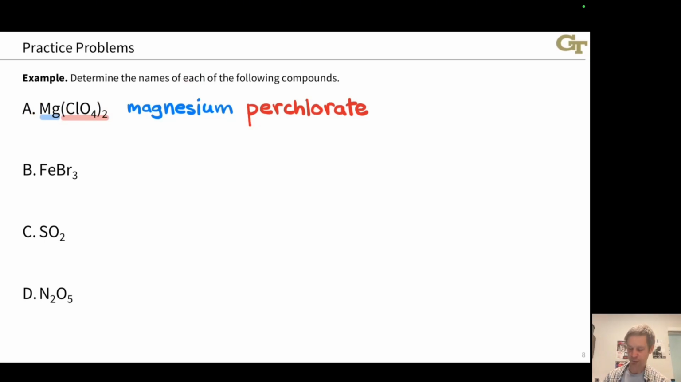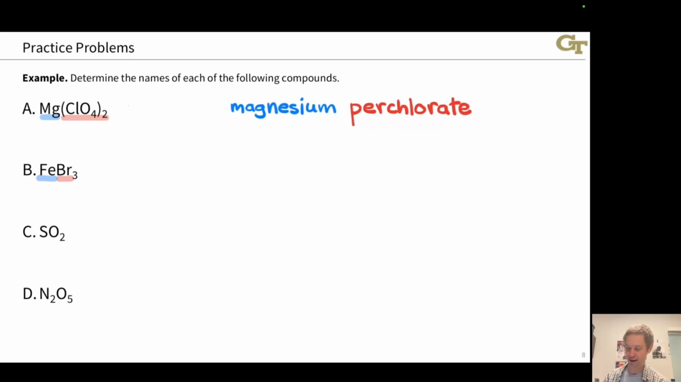In the second example here, we have Fe, that's iron, most definitely a metal, and we have Br3, that's bromine, 3 bromines, and bromine is most definitely a nonmetal. So here again, we're looking at an ionic compound. Let's actually write that down. This is the most important initial decision to make when you're naming a substance. Is it ionic or molecular?